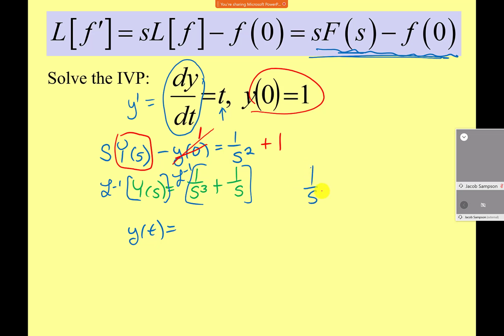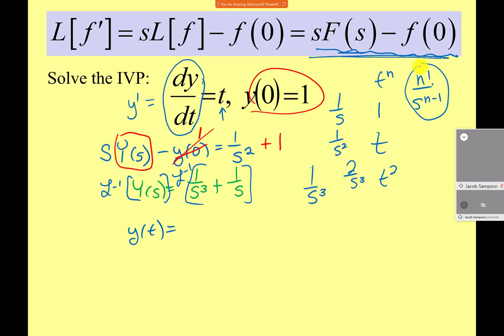1 over s cubed, well, we knew that 1 over s was 1 and 1 over s squared was t. And then remember, it went 2 over s cubed was t squared, because how it works in general is the n factorial. So if you wanted it for t to the n, it's n factorial over s to the n plus 1. This is the Laplace transform of some power of t.